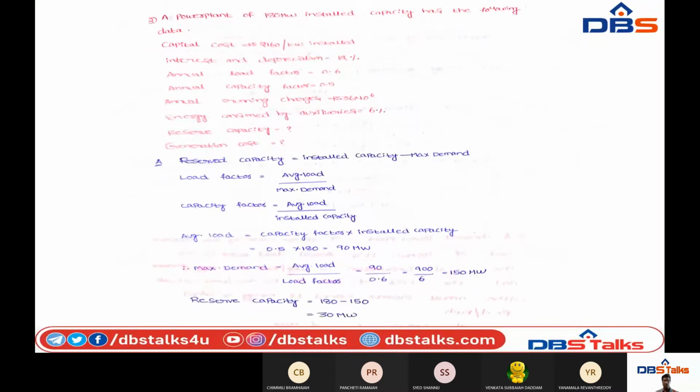First of all, I'm reading the problem, what is given. A power plant of 180 megawatts installed capacity has the following data. The installed capacity of the plant is 180 megawatt, and the capital cost is 2160 rupees per kilowatt installed. That is the initial or investment cost, 2160 per kilowatt. After that, interest and depreciation is 12%.